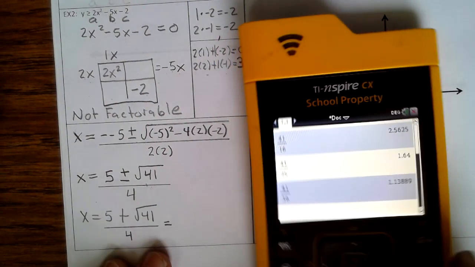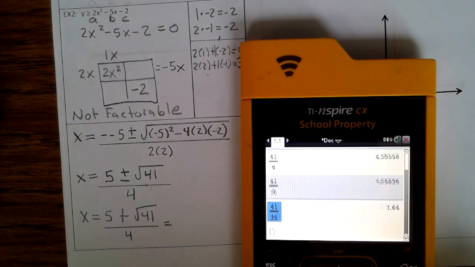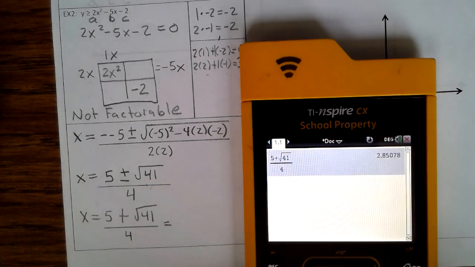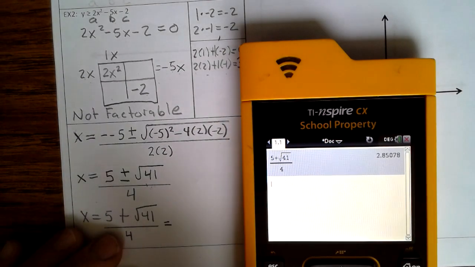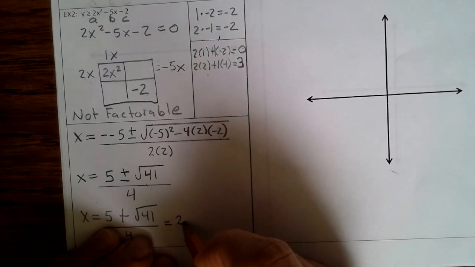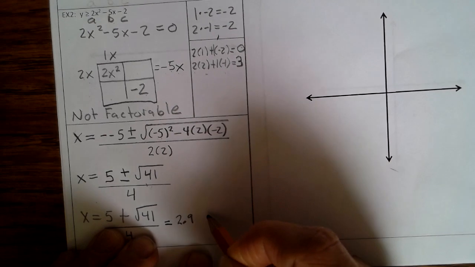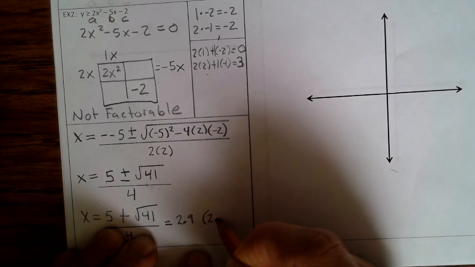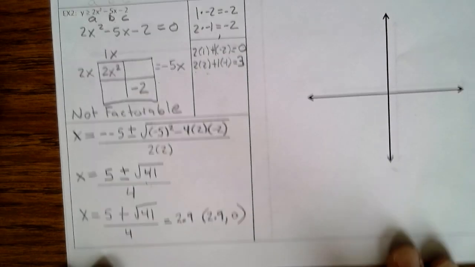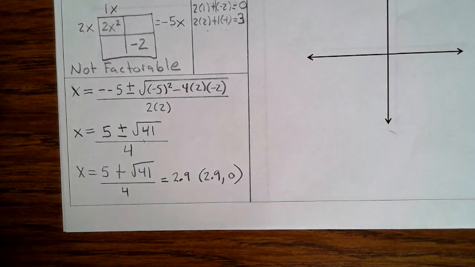Equals, so let's plug that into our calculator. So control divide, 5 plus control square root of 41 divided by 4, press enter. Let's round to one decimal place, so that's 2.9. So our x-intercept is 2.9 comma 0. Okay. All right, now let's look at the next one.